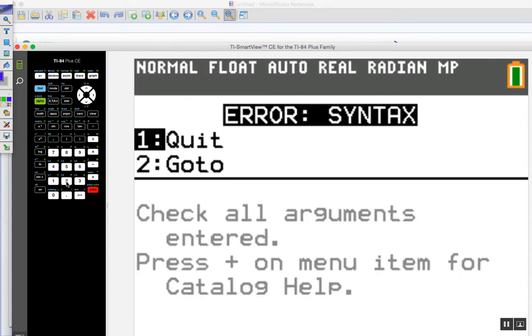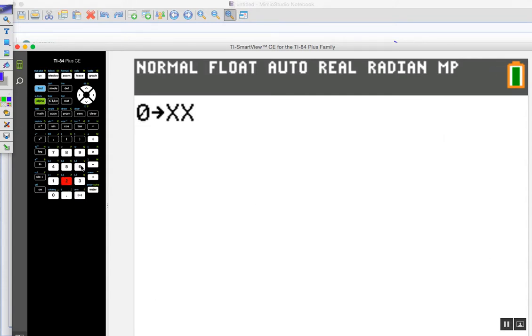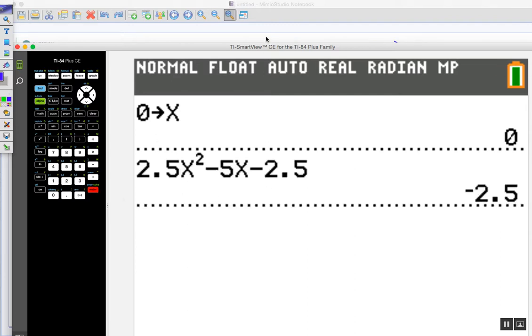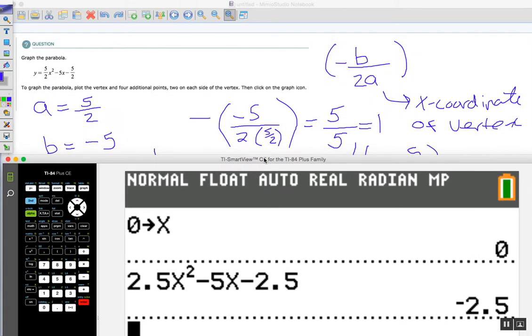Let's just delete one of those. There we go. And again, I'm going to keep pulling back that equation. Second enter, second enter, till my equation comes back. Yours won't take as long because I'm assuming you won't type that in too many times incorrectly like I just did. Hit enter. So (0, negative 2.5) is an ordered pair.